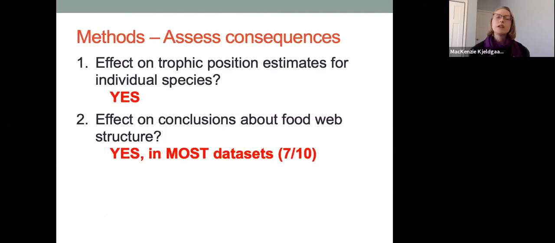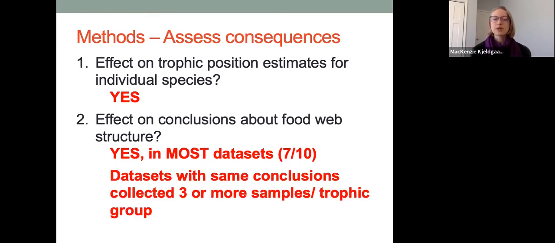So yes, we do see this in most data sets. That's 7 out of 10. And part of the reason why I think we don't see it in all 10 data sets is due to sample size. Data sets that had the same conclusions collected 3 or more samples per trophic group. So this actually got me interested in this issue of sample size.